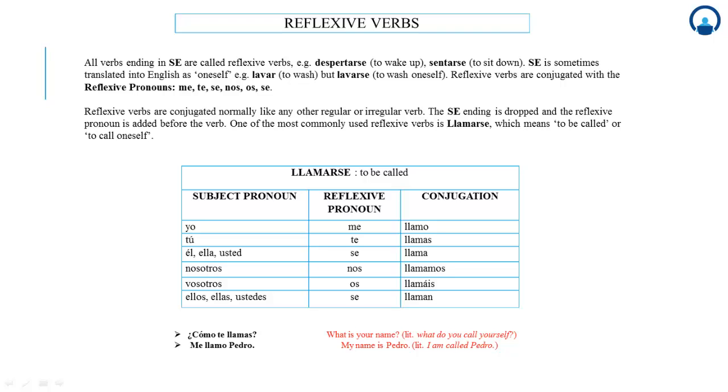Generally, we say, what is your name? Similarly, we have the answer saying Me llamo Pedro. That is, my name is Pedro. That's the general statement. But the literal translation is I am called Pedro.